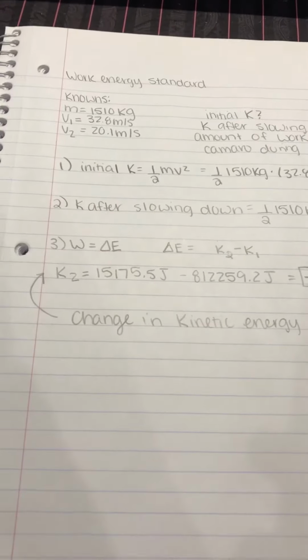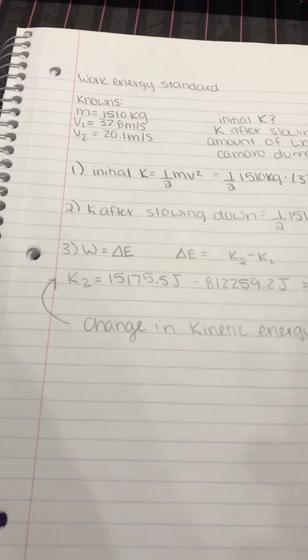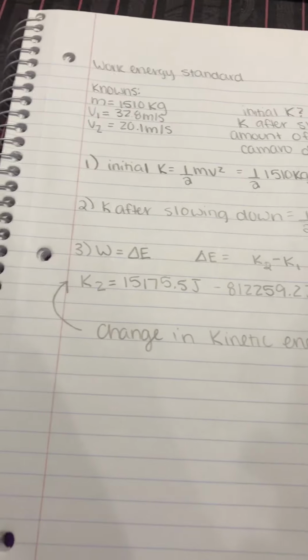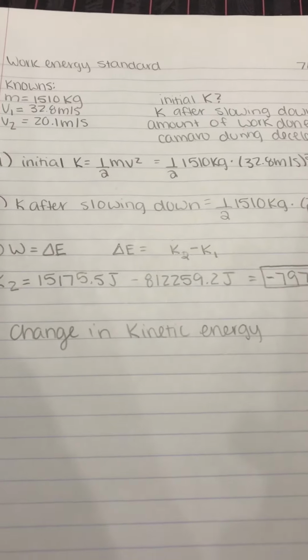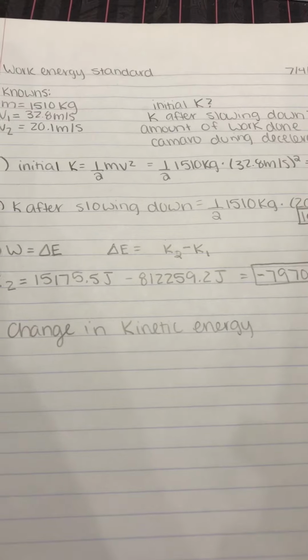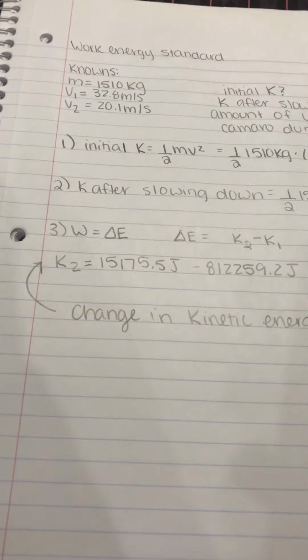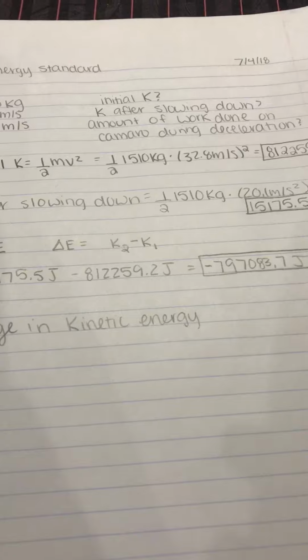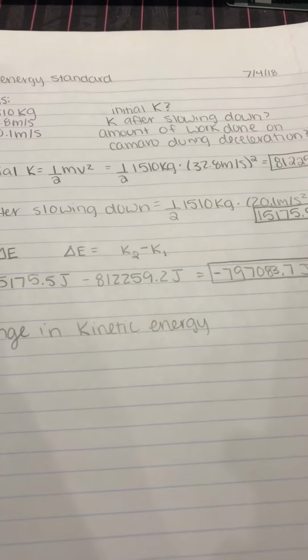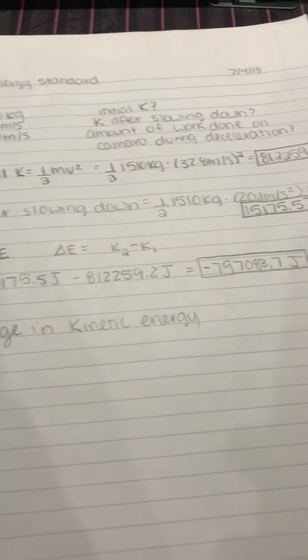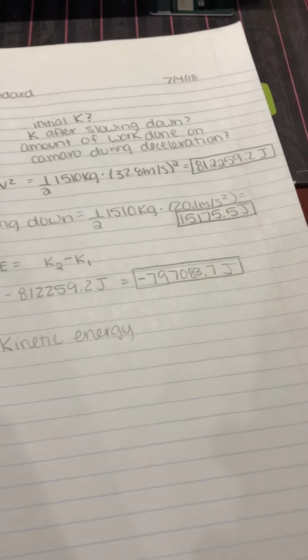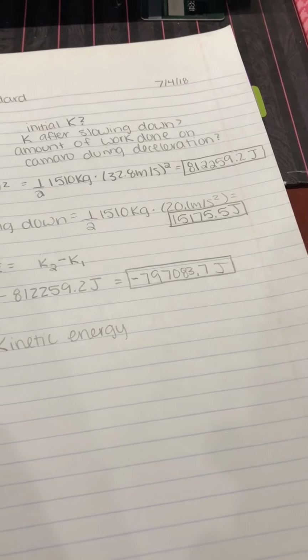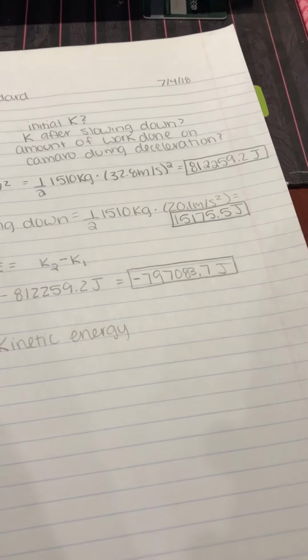Now, to find the total work, we have to realize that work is going to be a change in the kinetic energy. So work is going to equal delta E. We also know that delta E is going to equal the kinetic energy final minus the kinetic energy initial. And we already found those, so we take 15,175.5 joules and subtract that from the initial kinetic energy, 812,259.2 joules, to get a negative work energy of negative 797,083.7 joules.